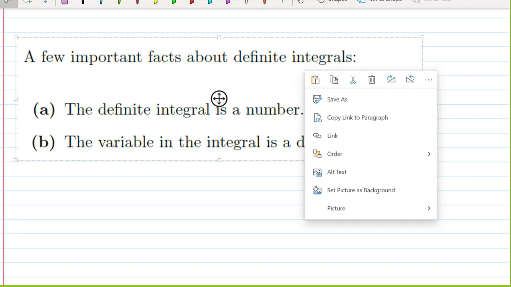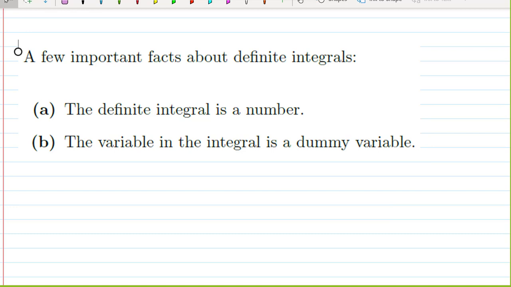So the first thing we want to take note of is that the definite integral is a number. And as we will discover, in certain circumstances, it is going to be the area underneath the curve. We'll make that more precise in a little bit.